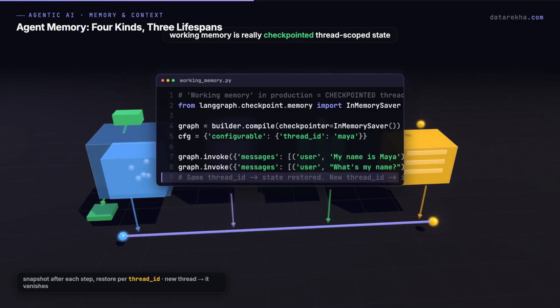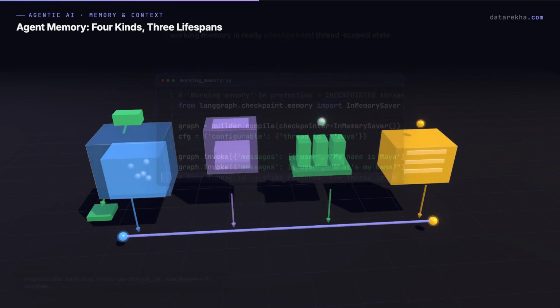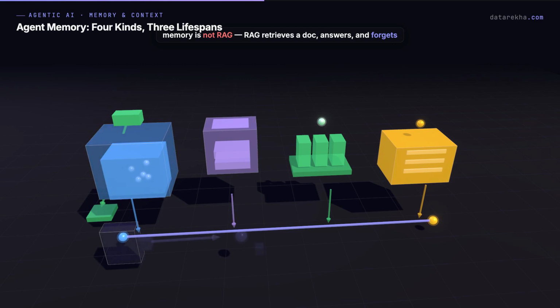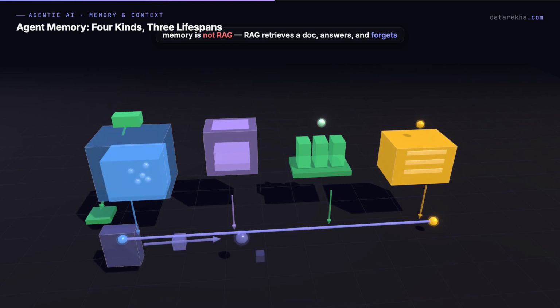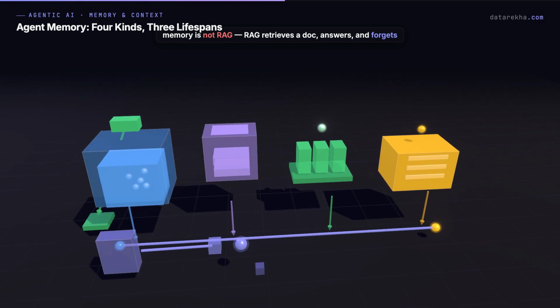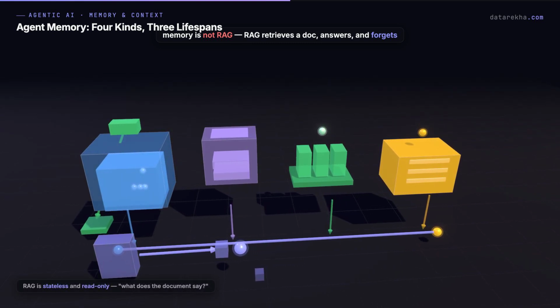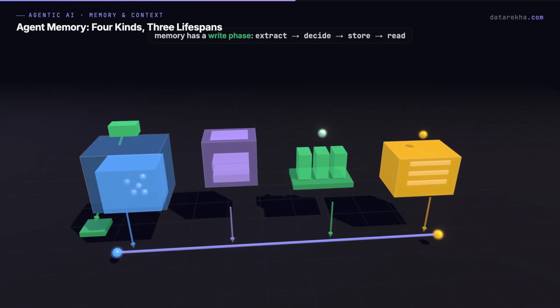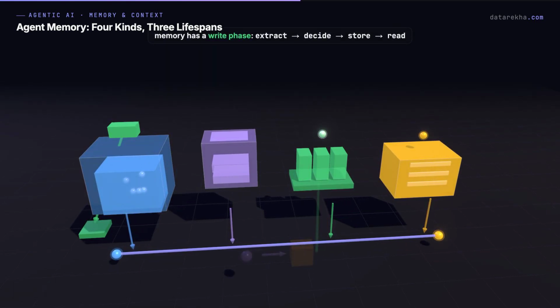Now the distinction that trips everyone up. Memory is not RAG, and the difference is the write path. RAG retrieves external documents at query time, answers what does the document say, and forgets. It is stateless and read-only. Memory persists the agent's own state and learned facts across sessions.